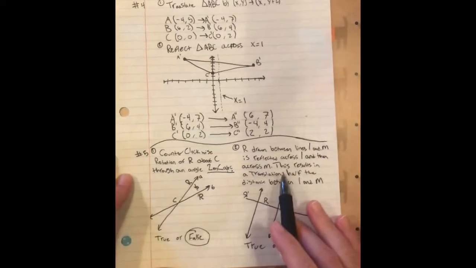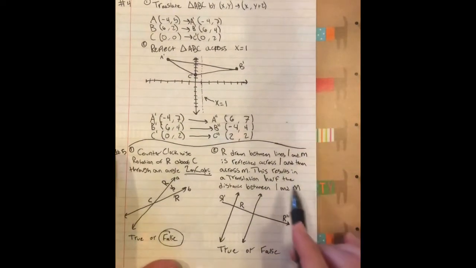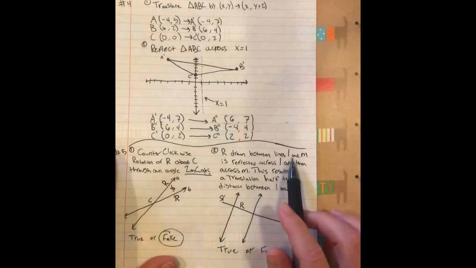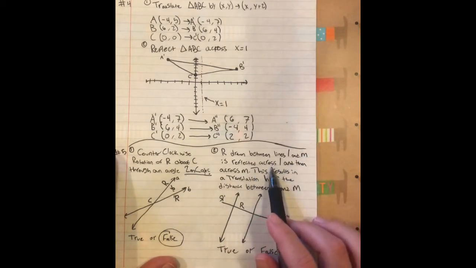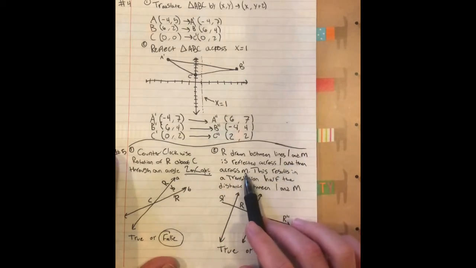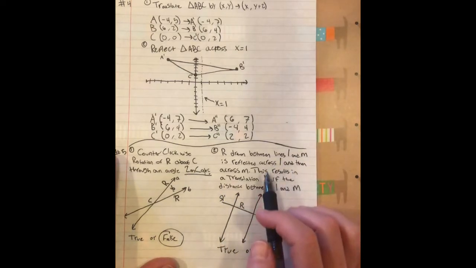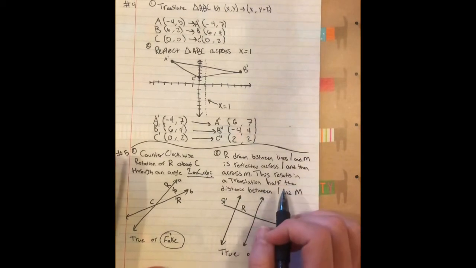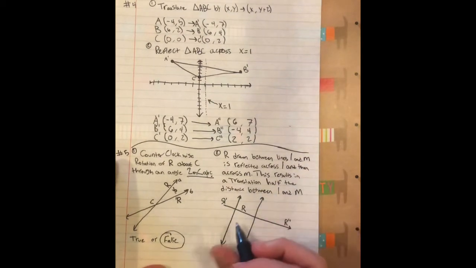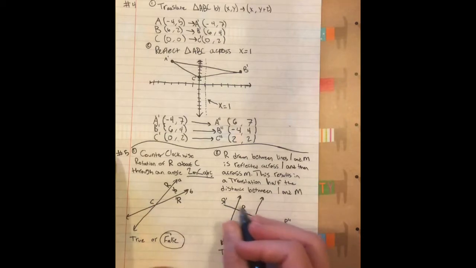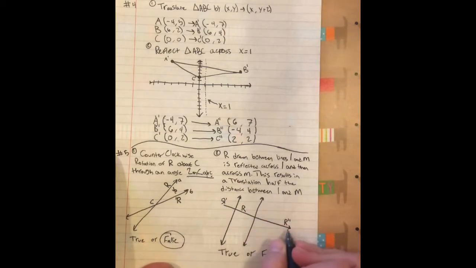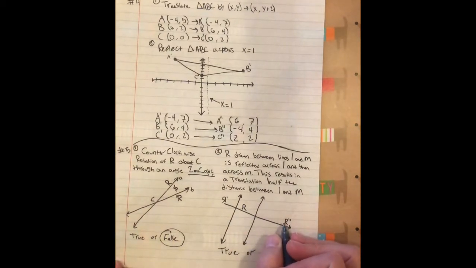Going on to the second part of number 5. So we're still on number 5. We're just on the second part of it. R is drawn between the lines L and M and is reflected across L and then across M. So it's saying you have R, here's L, here's M. We reflect it across L, then we reflect it across M. So this results in a translation half the distance between L and M. So if I reflect R this way and then this way, it does result in a direct translation. So R can translate onto R double prime pretty easily.